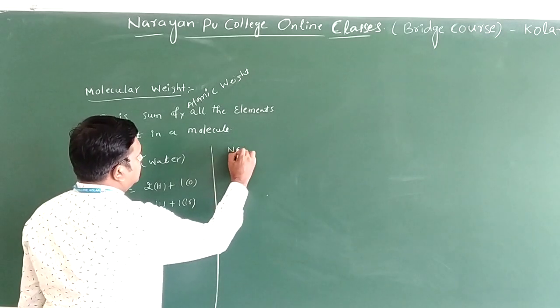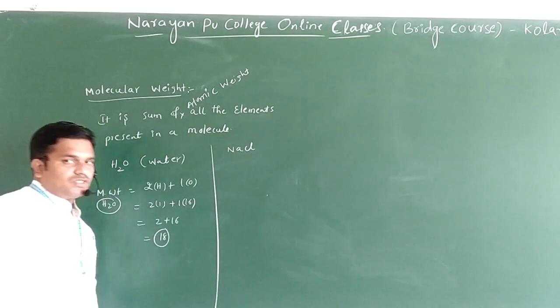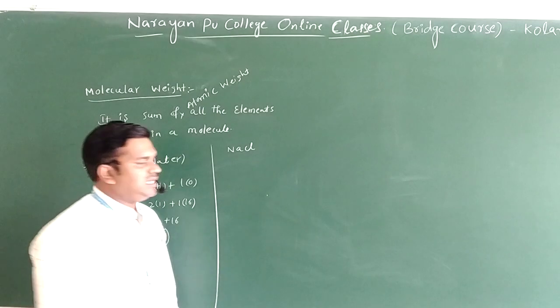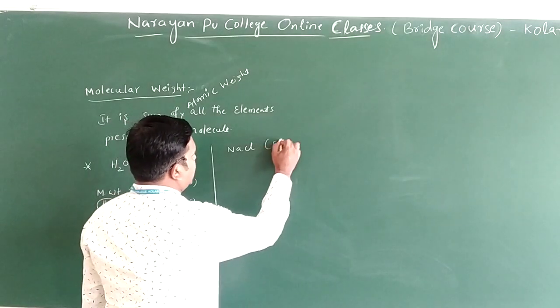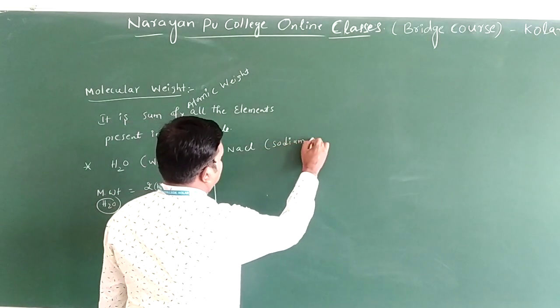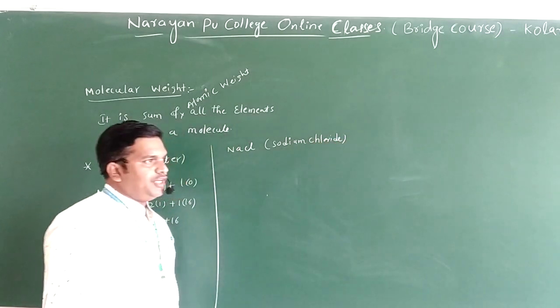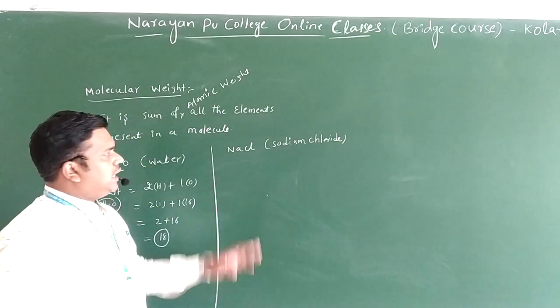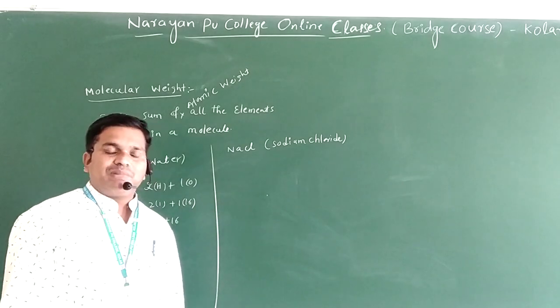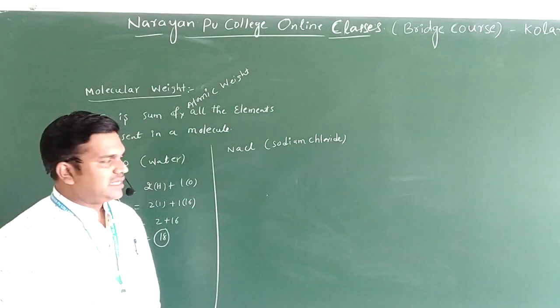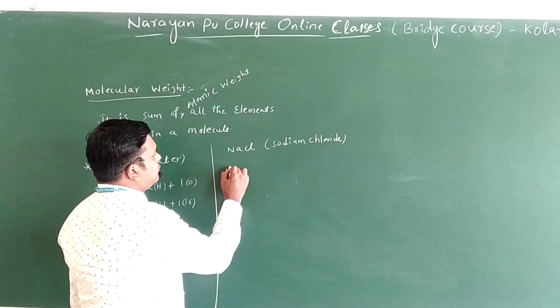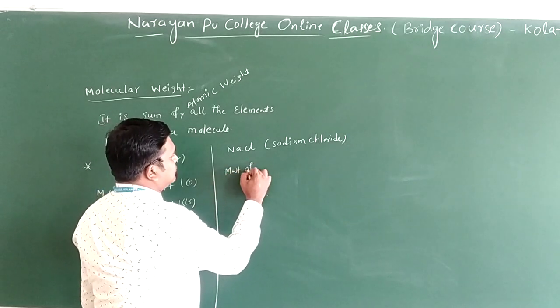Let us take one more example. We have NaCl. What is NaCl? NaCl is sodium chloride. In sodium chloride we have two ions: one is the Na plus ion and one is the Cl minus ion.